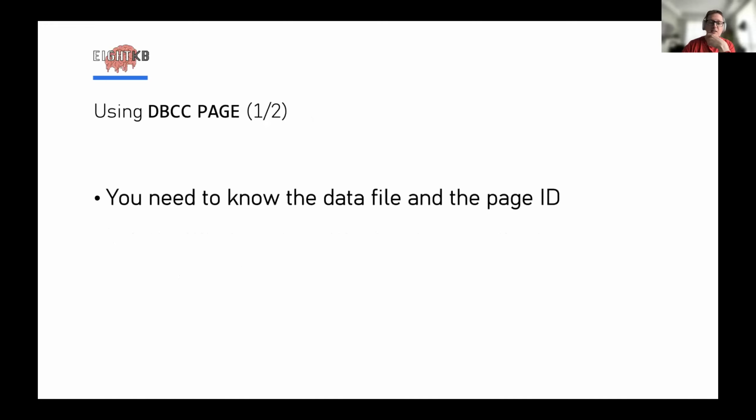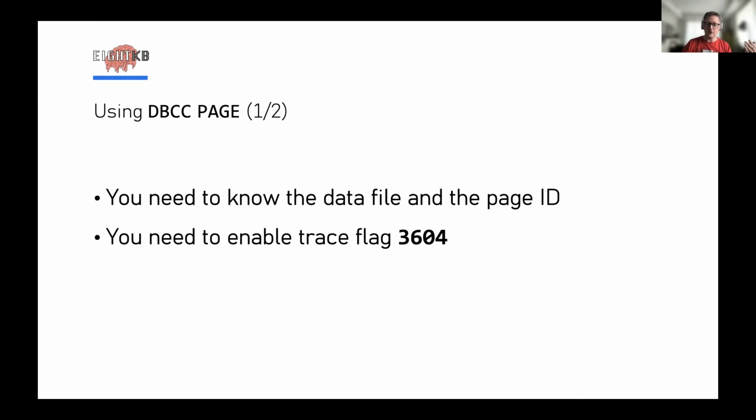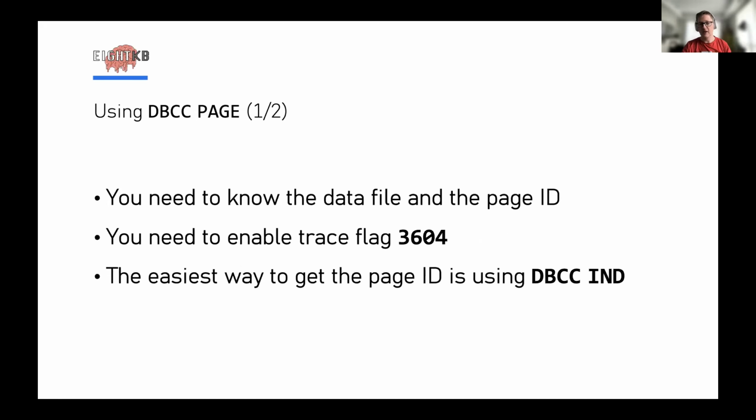DBCC PAGE is useful if you have the data file and the page IDs. You need the data file ID because you know which file to open, and the page ID will offset 8192 bytes times the page ID, and it'll go and find that 8192 byte section and then go and look at it. It'll go and look at the page header. And to look at everything, you need to output to your Management Studio or to your Azure Data Studio. You need to have trace flag 3604 enabled.